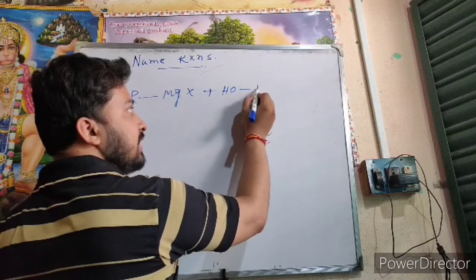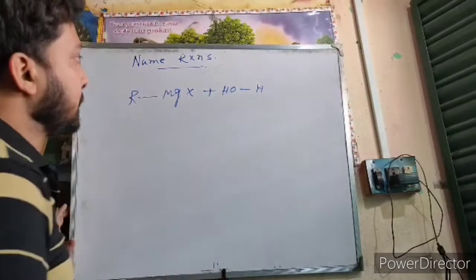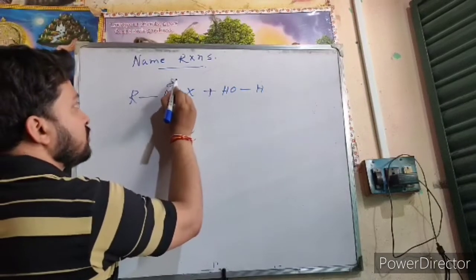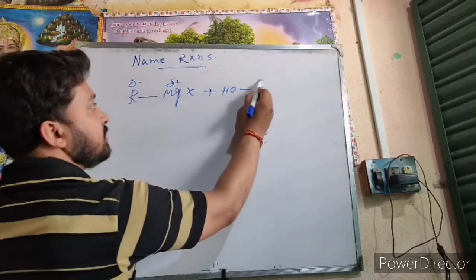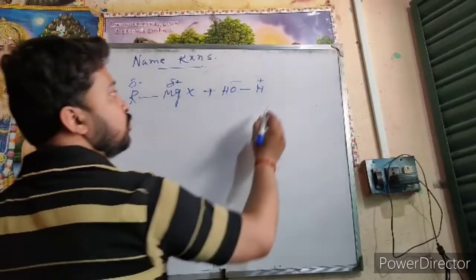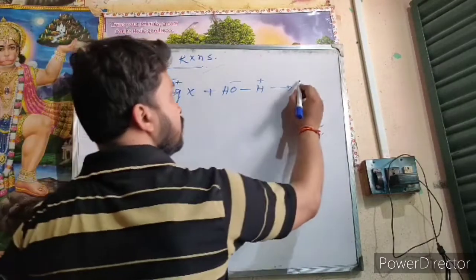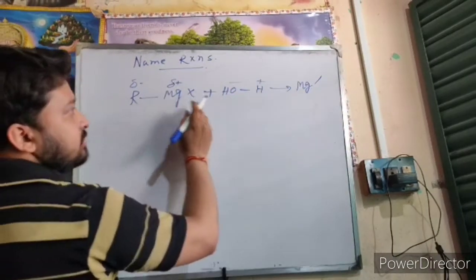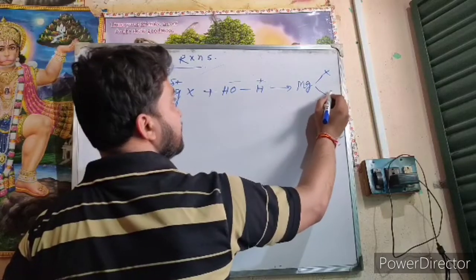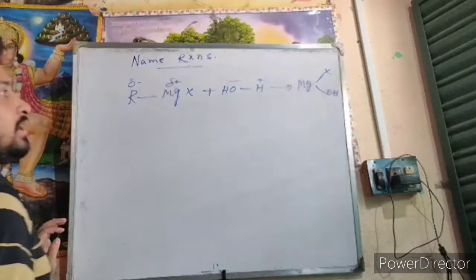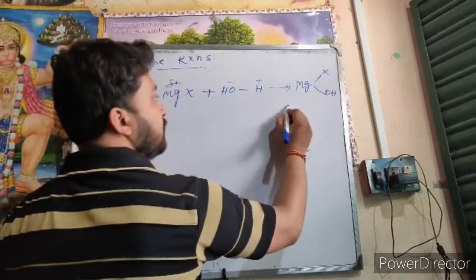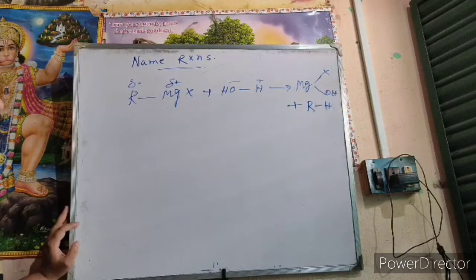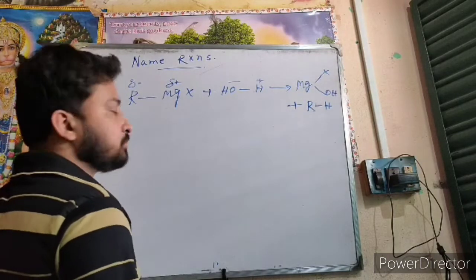Water means OH and H. This is positive and this is negative charge, and this is positive and this is negative charge. So Mg has a tendency to collect OH minus and X on its two valencies, OH and X. So the main product is RH. This is the Grignard reaction.